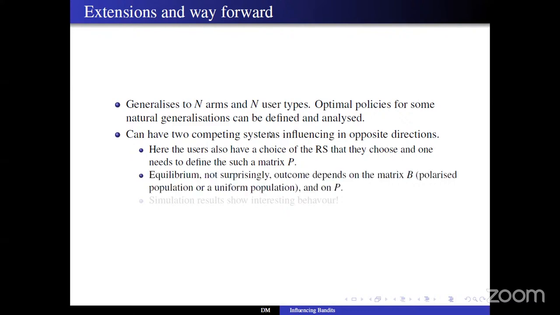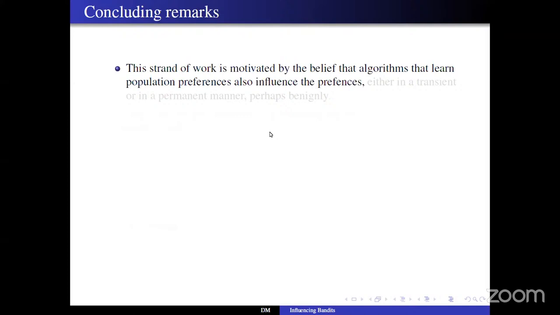And equilibrium, of course, depends on a whole lot of things. I don't want to take off. One can do these simulations and see some very interesting behavior. Okay, so just to conclude.